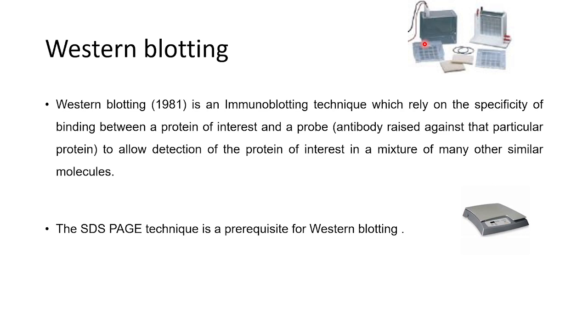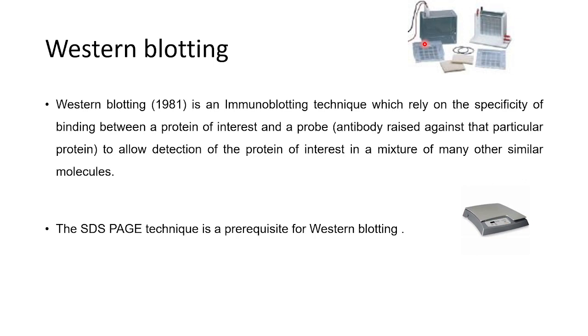Now coming to proteins, Western blotting deals with the detection of proteins. So Western blotting is an immunoblotting technique that relies upon the specificity of binding between a protein of interest and a probe that is basically an antibody raised against a particular protein. Like you have a His-tag antibody that is grown in mouse. So it is an anti-His mouse antibody for the detection of proteins of interest in a mixture of many other similar molecules.